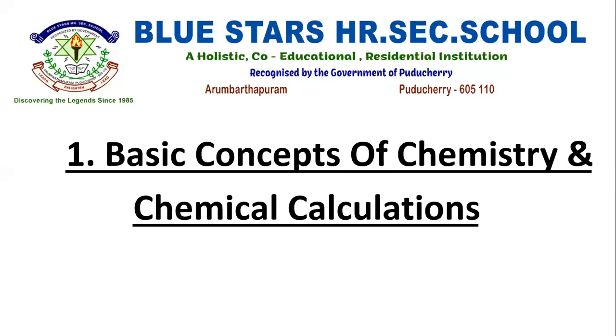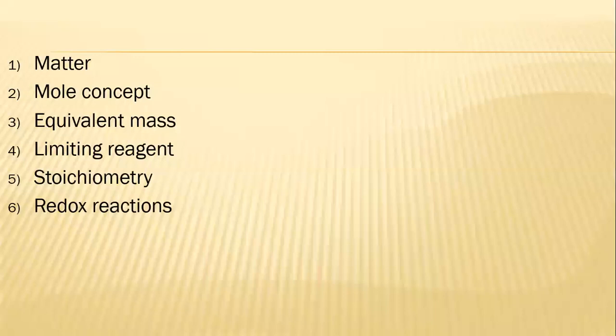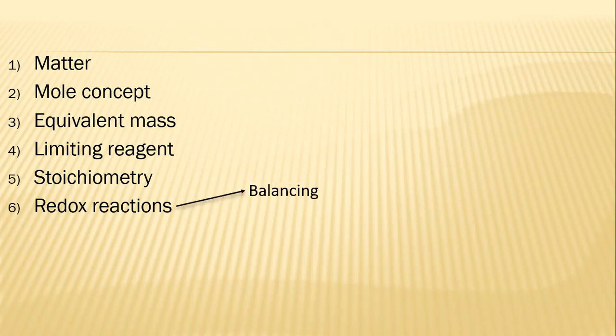So now in this lesson we are going to study what is meant by matter and its classification. Then other important concepts: the mole concept, equivalent mass, limiting reagent, stoichiometry and redox reaction. Under redox reaction, balancing is very important, which is done by two methods: one is the oxidation number method and the other is the ion electron method. Next come the different types of redox reaction. So all of these we are going to study under this lesson.